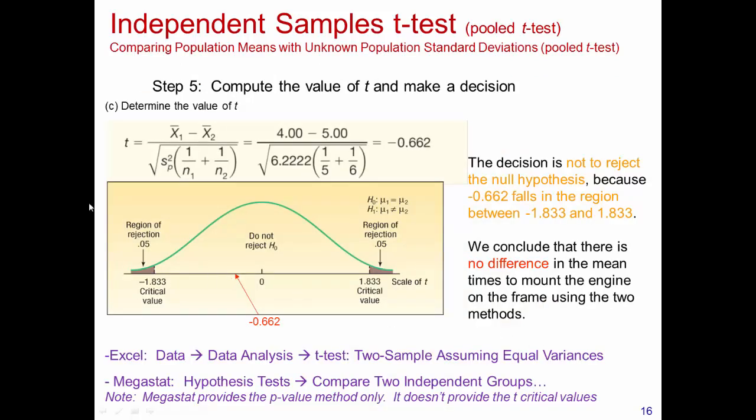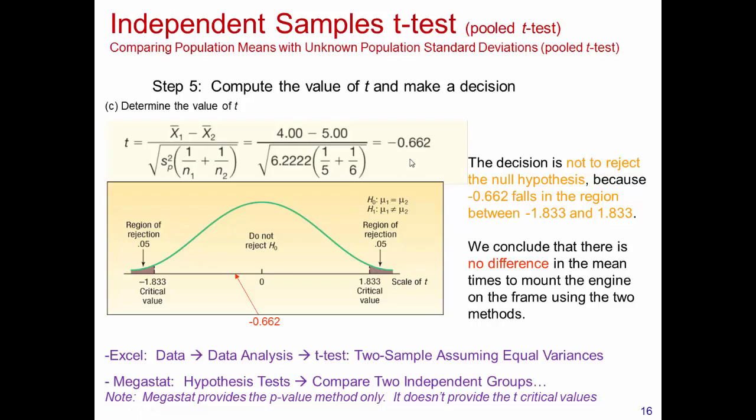In our formula for the t-test statistic, we substitute in the value for our pooled sample variance, and we get 6.2222 in our formula. We input each of the separate values that we have as well, and we calculate that we have negative 0.662 as our t-test statistic.